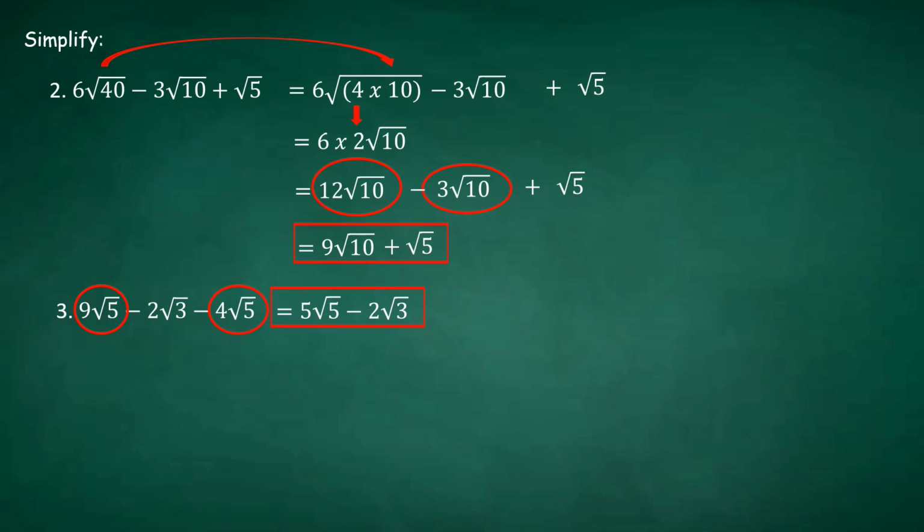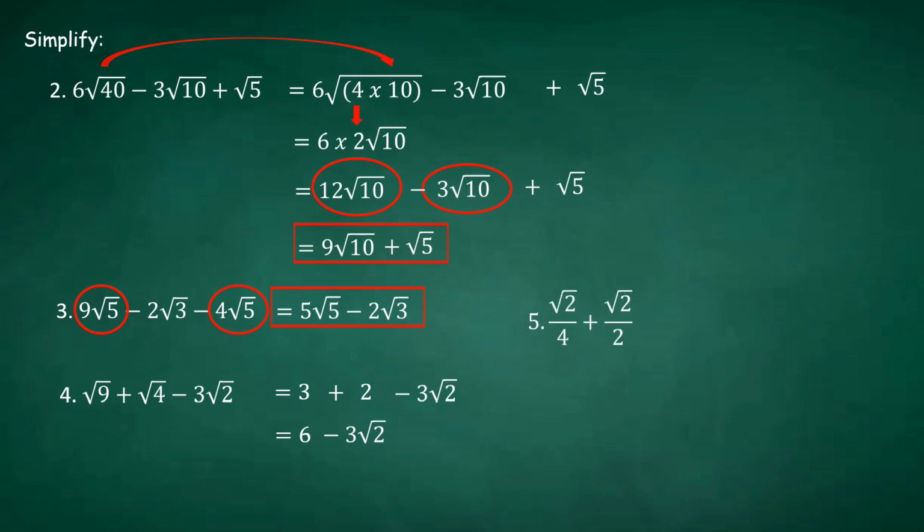Number 4. Square root of 9, plus square root of 4, minus 3 square root of 2. Just take the square root of 9 and square root of 4, because they are perfect squares. So square root of 9 is 3. And square root of 4 is 2. Add the numbers 3 and 2. Then minus 3 square root of 2. And our final answer is 6, minus 3 square root of 2.